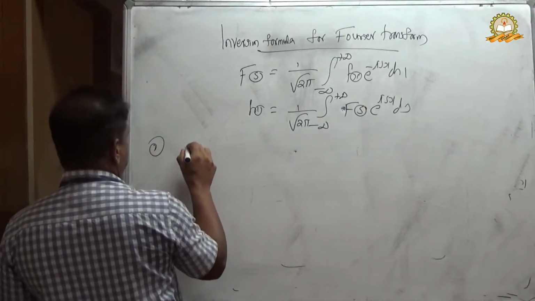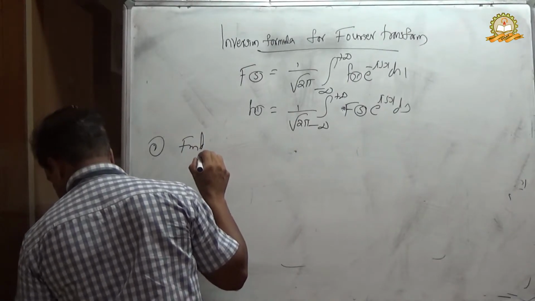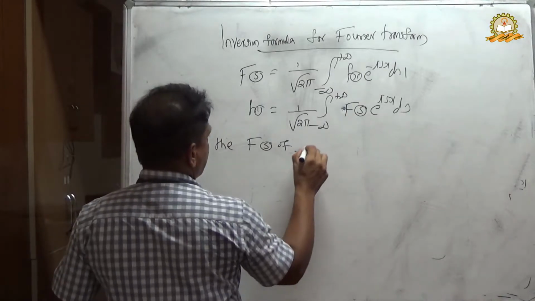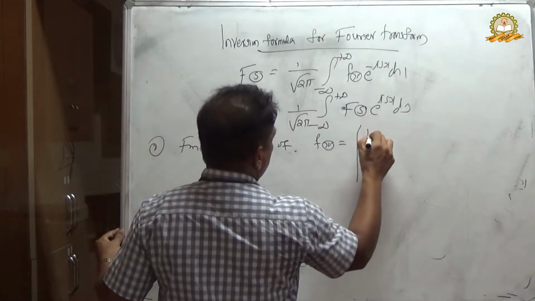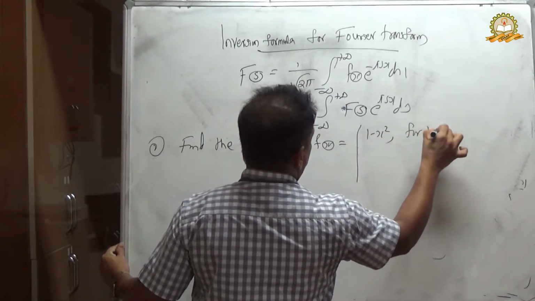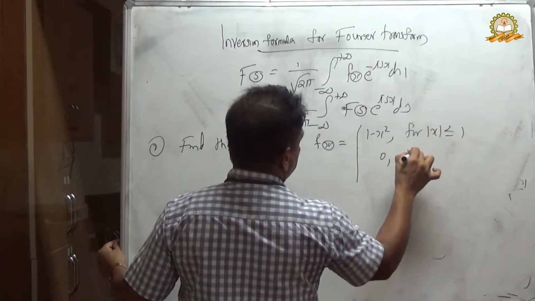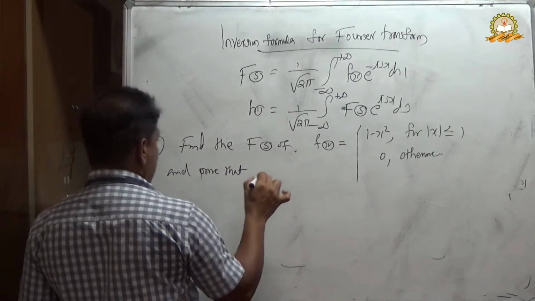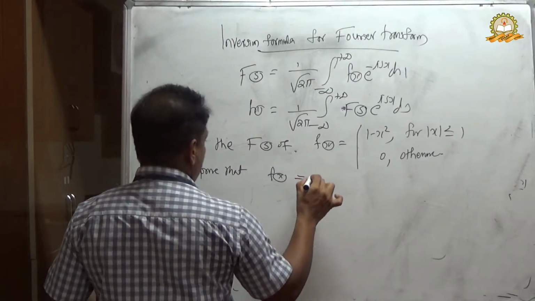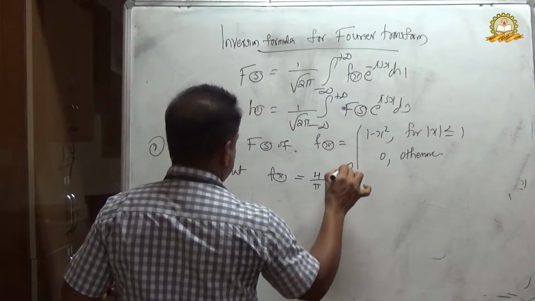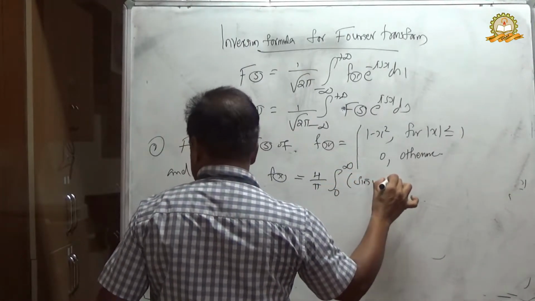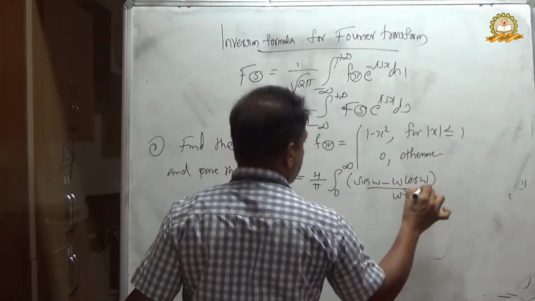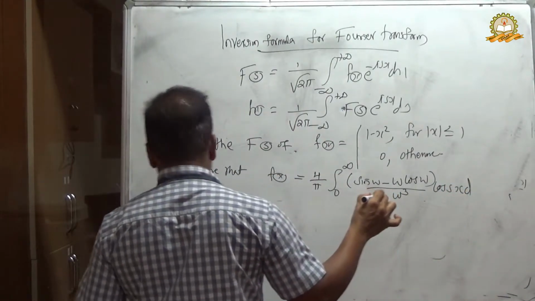The second question: find the Fourier transform of f of x is equal to 1 minus x square for modulus x less than or equal to 1, 0 otherwise, and prove that f of x is equal to 4 by pi times the integral from 0 to infinity of (sin omega minus omega cos omega) divided by omega cube, cos sx d omega.